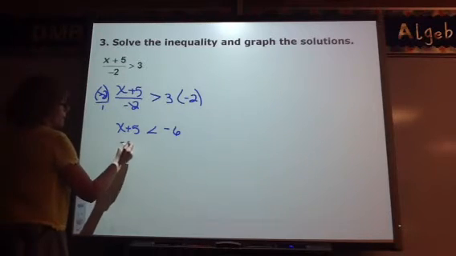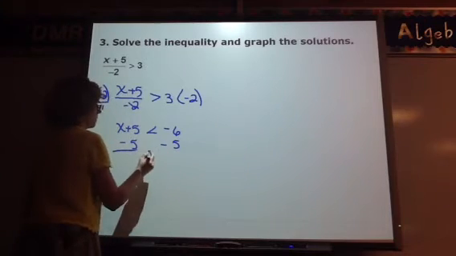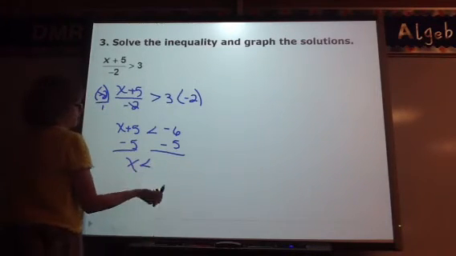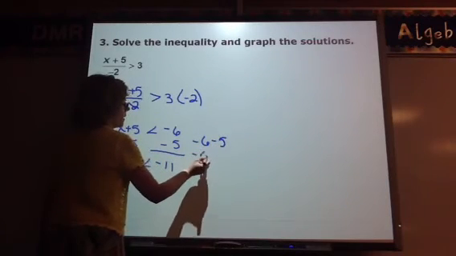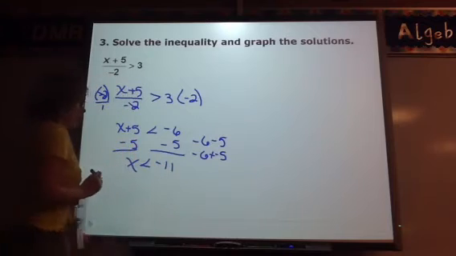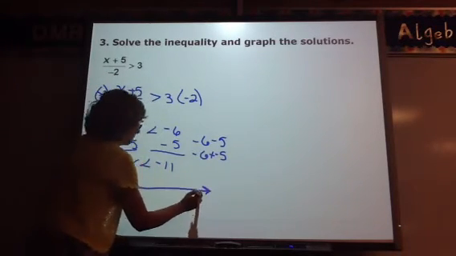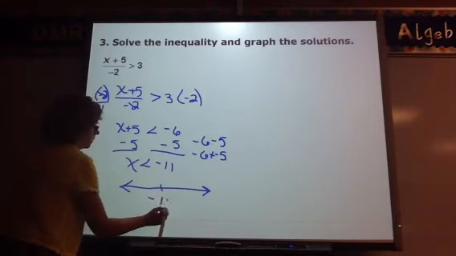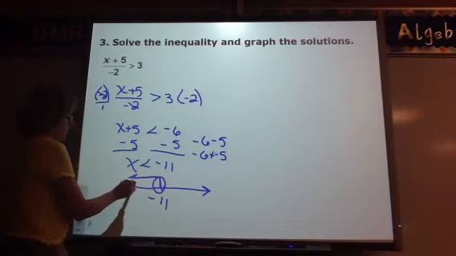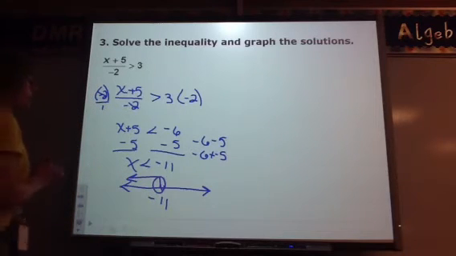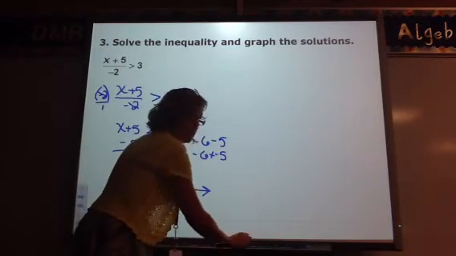And then I still need to isolate my variable x. Inverse of addition is subtraction. That's negative 6 minus 5. Same change opposite. That gives me a negative 11. All right, so when we graph, x is less than negative 11. So my solution set is going to the left. All numbers less than negative 11. It is not including that negative 11.